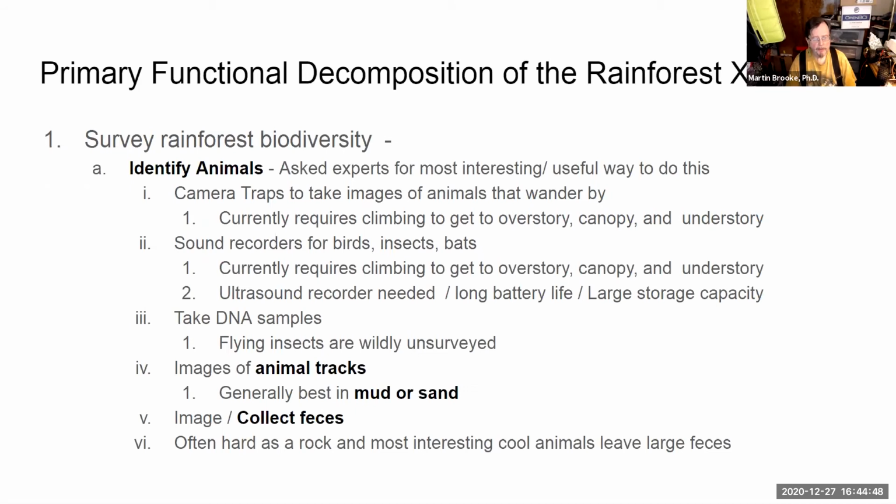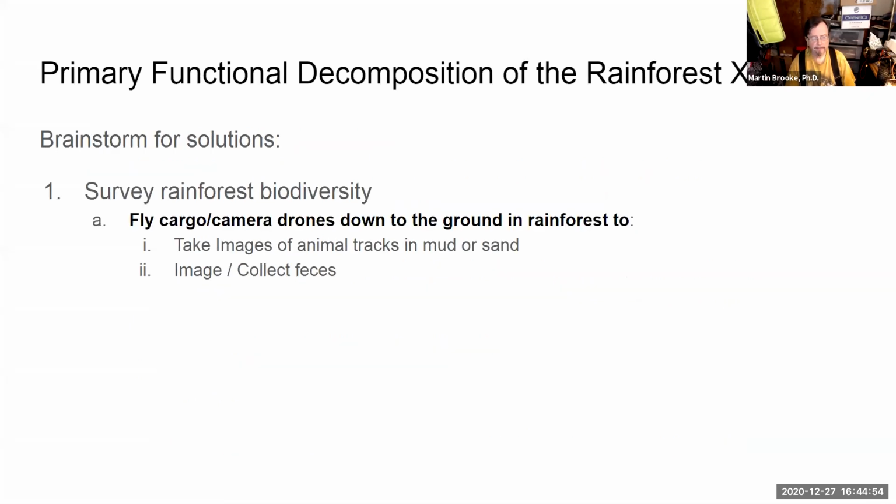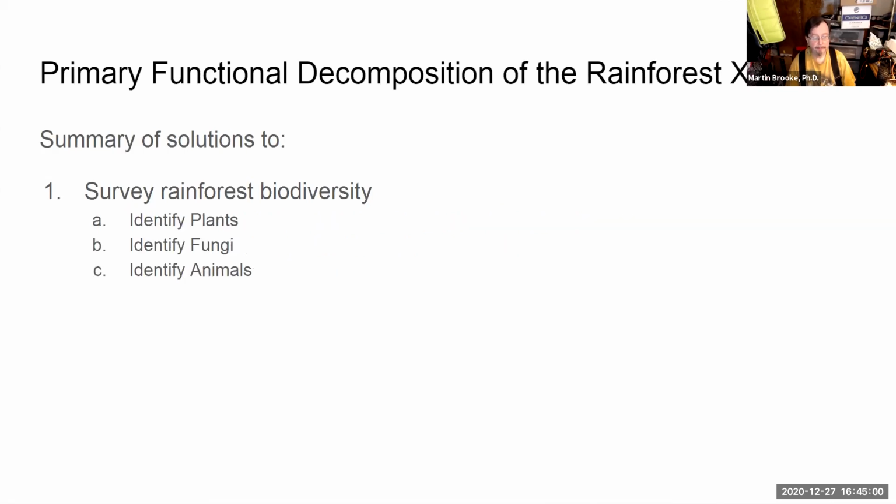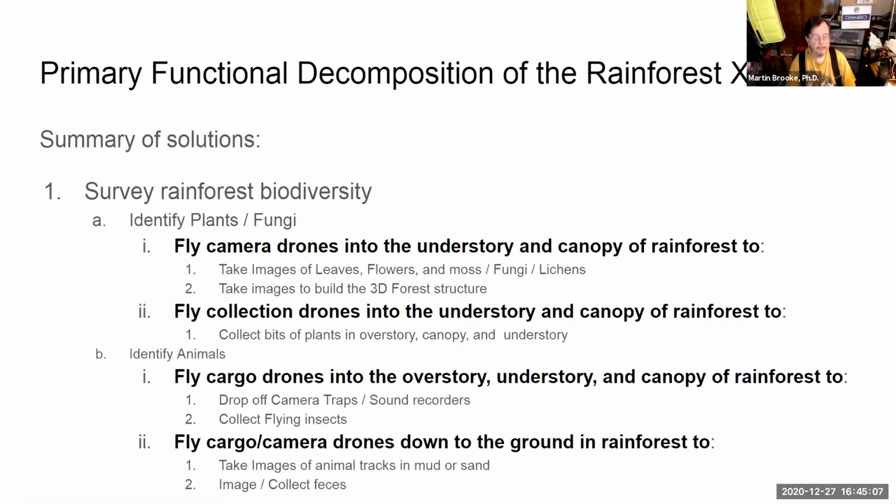Going back to what experts said about tracks and feces, we realized that in rainforests there are clearings and riverbanks that may work for this. We realized we could use drones to get to these not very common places quickly. So in summary, for identifying species, we now have a bunch of projects. These all use drones to collect data and samples in difficult to access places. So are we done?